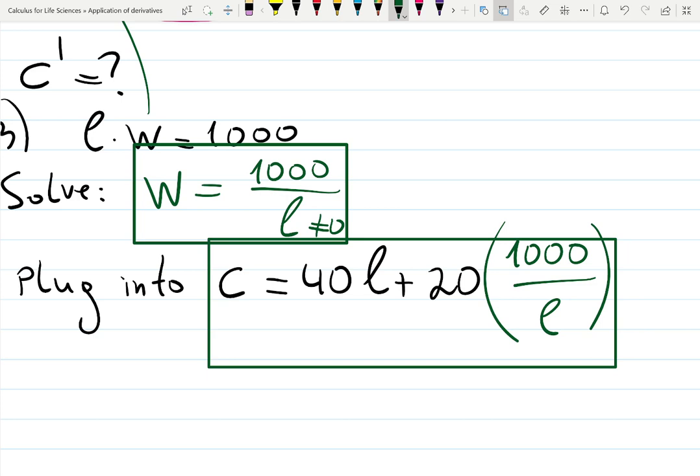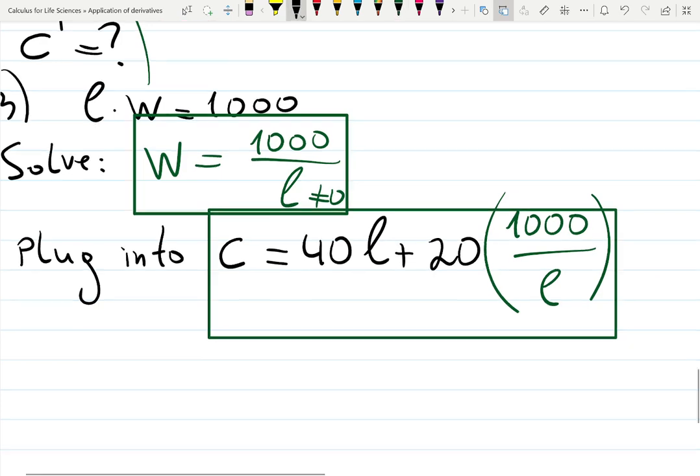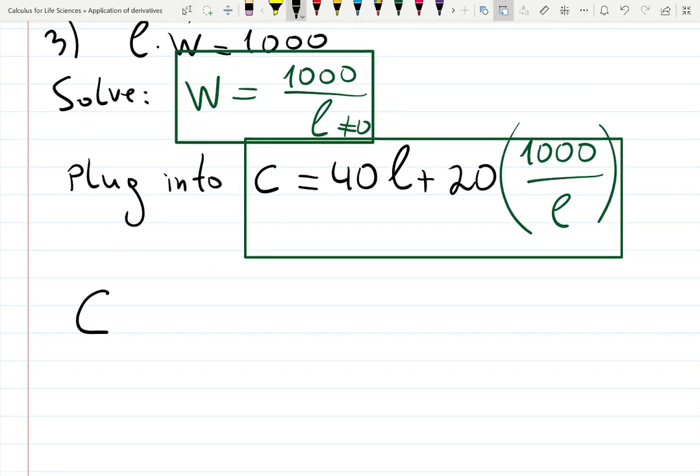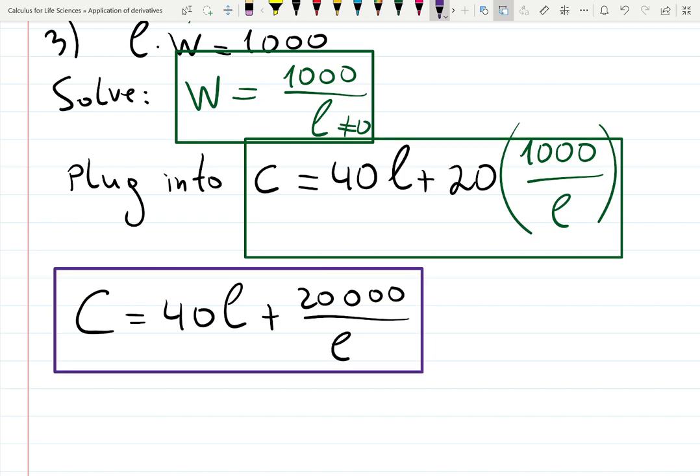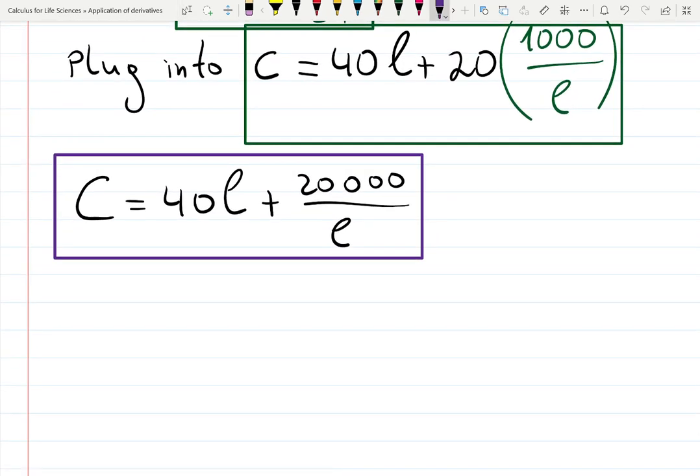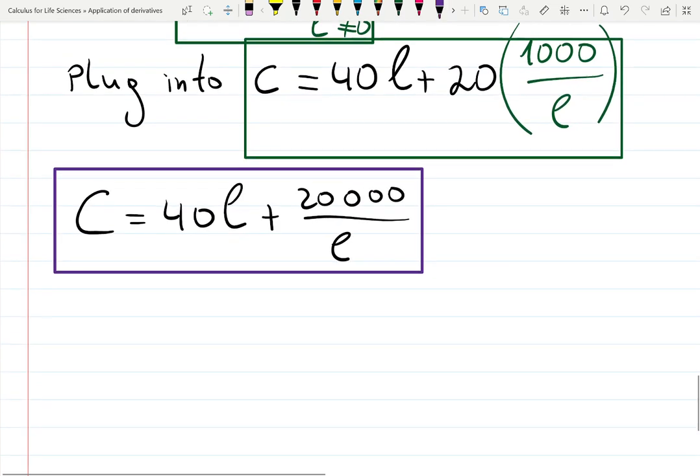So this is 20,000, right? If you simplify, C is 40L plus 20,000 over L. And we want to differentiate this. So you could create common denominator, which will make a quotient rule. I would not recommend doing that, but let's put it in the box to remember that this is what we're going to differentiate. I would differentiate this right away, which is step 4.